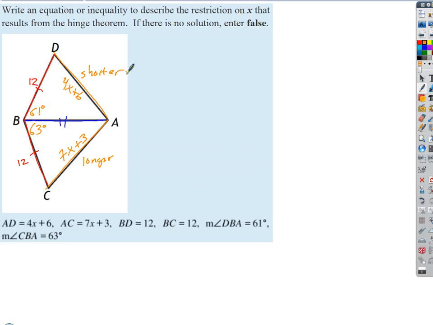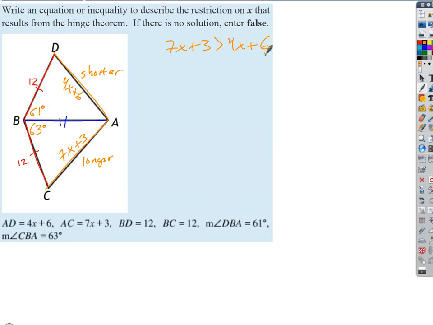What has to be true? If 7x plus 3 represents a longer side than 4x plus 6, Mallory, what do you think? What inequality could I set up there? What relationship? I say something is greater than something. 7x plus 3 is greater than 4x plus 6. Yeah, there you go. Perfect. So that tells us that 7x plus 3 is greater than 4x plus 6. Very good.